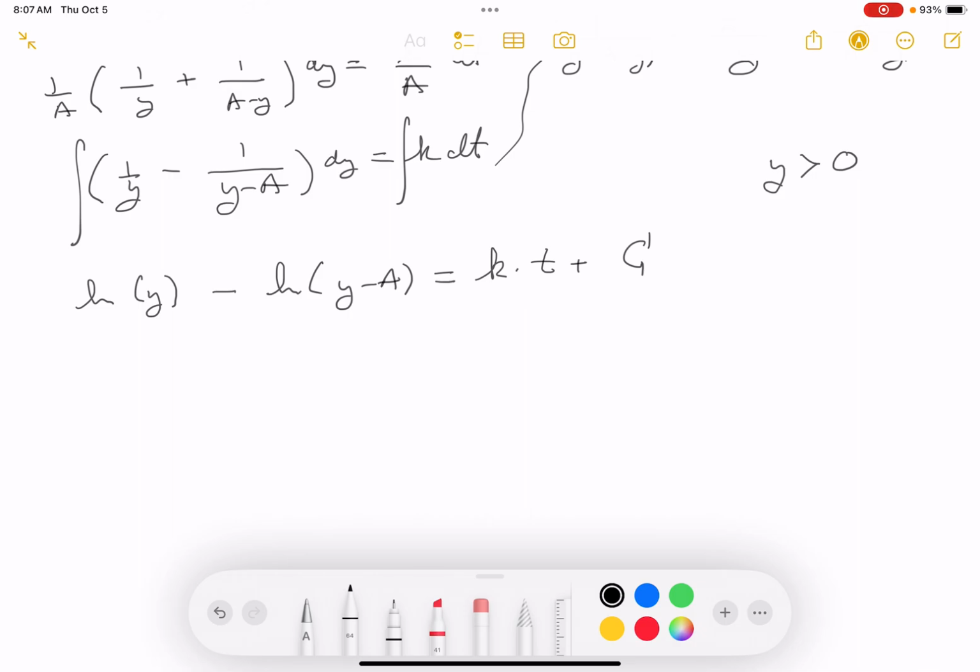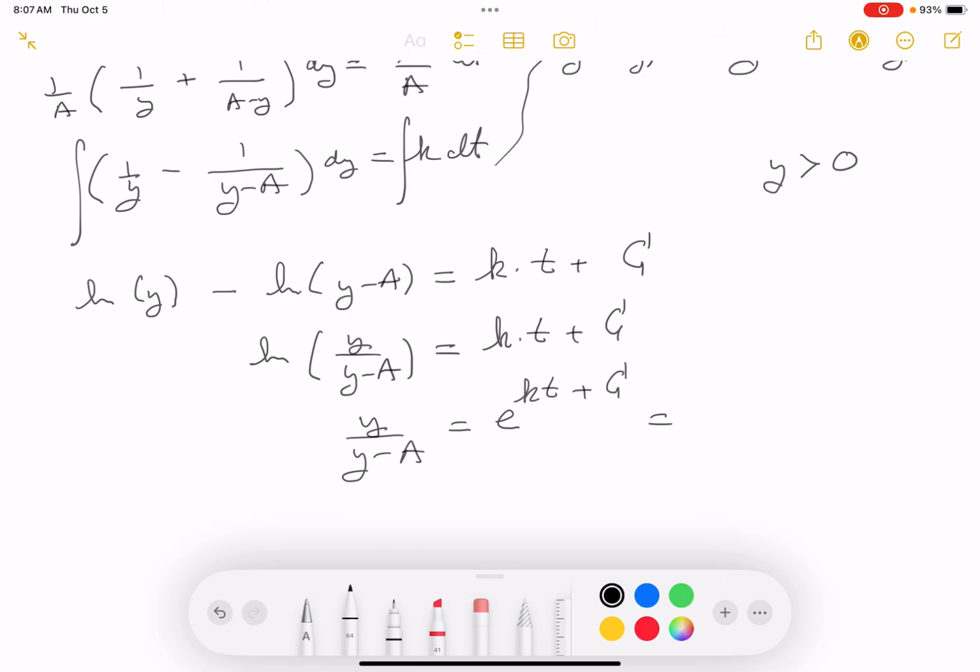I'm looking at that, and really I'm in the same conundrum. I'm going to try to solve for y. And this over here is natural log of y over y minus a equals kt plus c. I'm going to start using some rules of logs I know about. So I'm going to say y over y minus a equals e to the kt plus c. This is e to the kt times e to the c. I'm going to call e to the c, c star. And that's going to be c star e to the kt now.